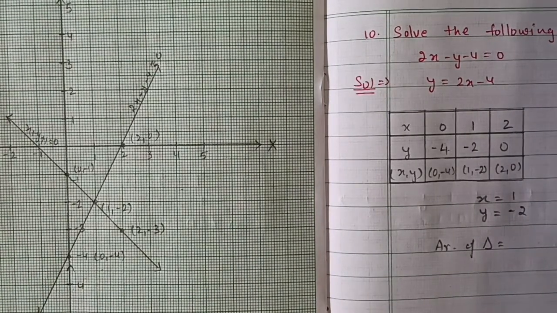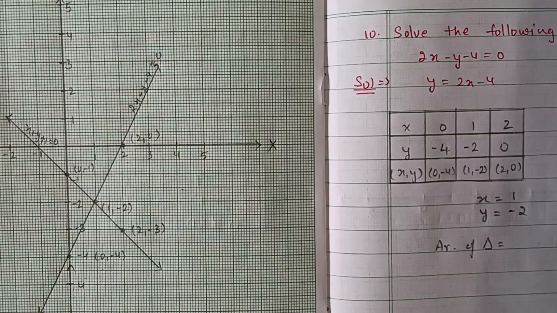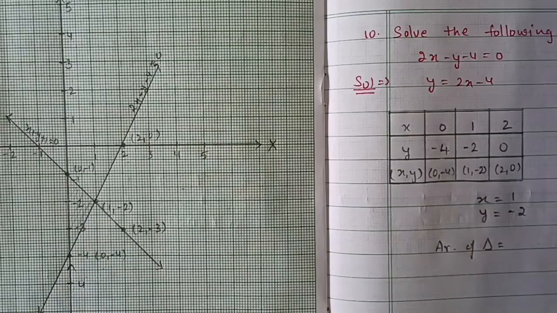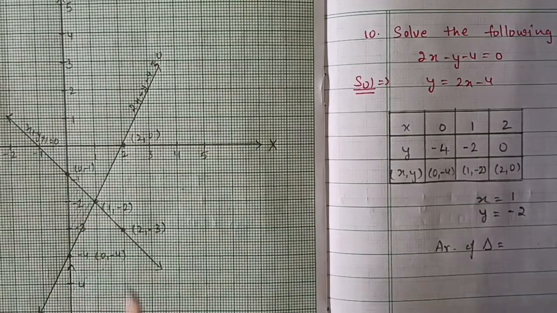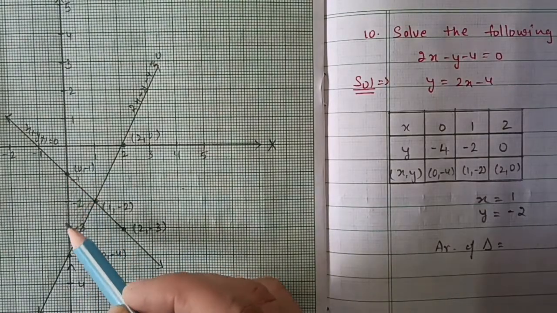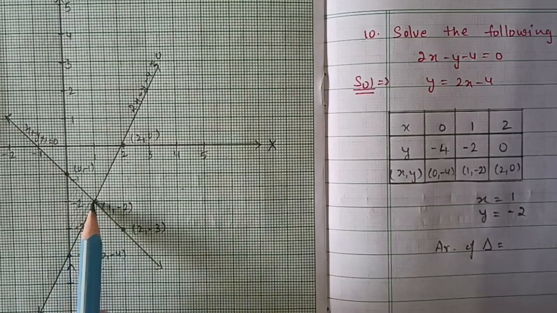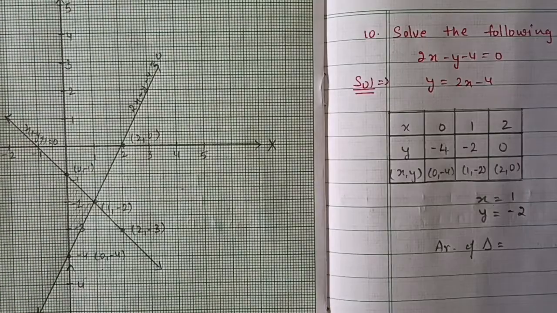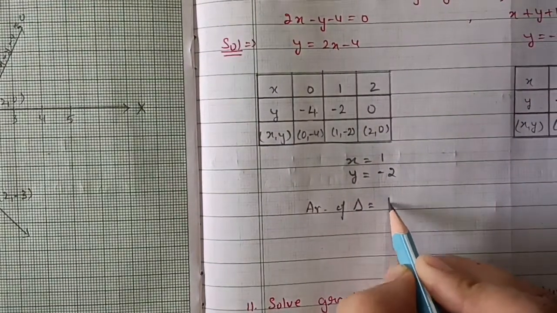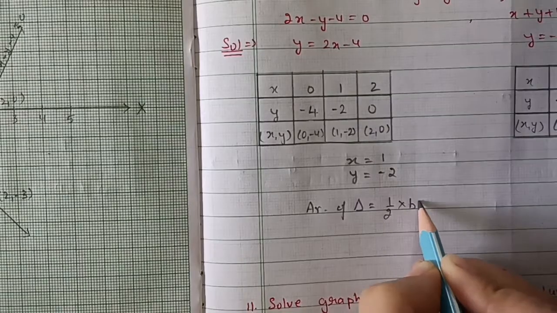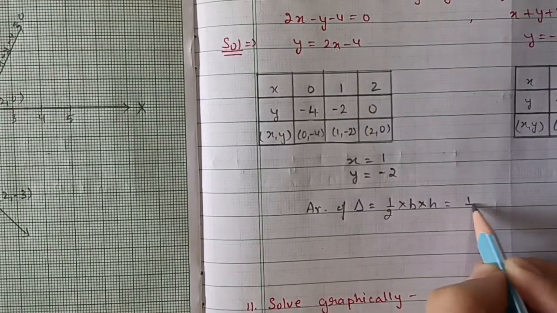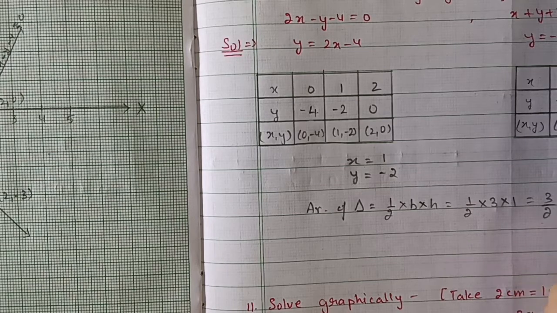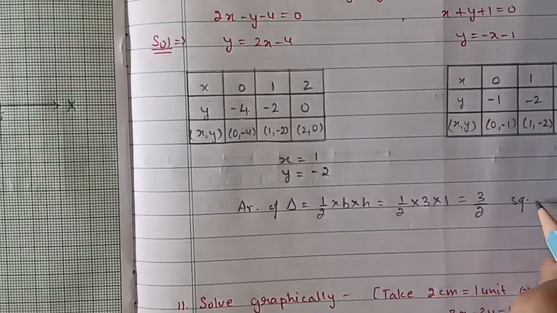Then we have to find out area of triangle formed by these line and the y-axis. It means this is y-axis, this triangle area we have to find out. So for this triangle, base is 1, 2, 3 unit and height is 1 unit here to here. So base is 3 and height is 1. So same formula we will use, half base into height, half 3 into 1. So 3 by 2 square unit we are getting here.